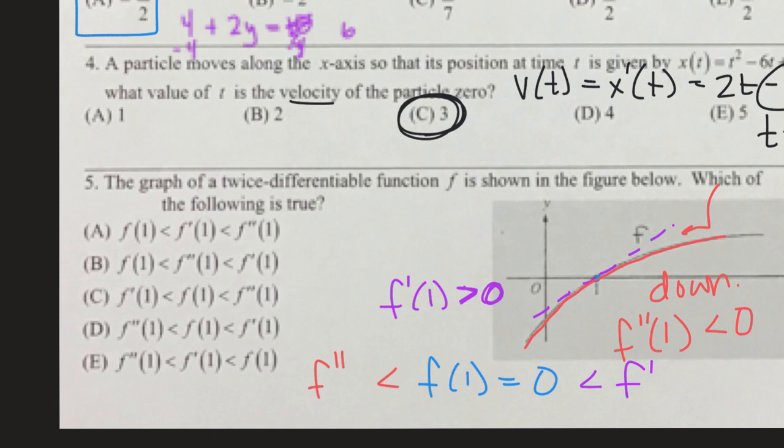So that's what I'm looking for. f double prime is less than f is less than f prime. And that looks like the correct answer would be D.